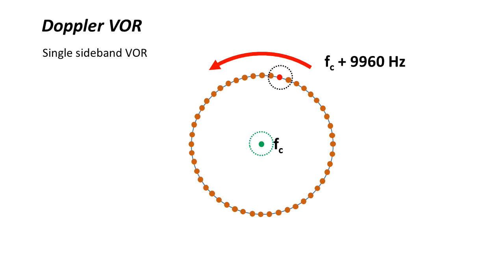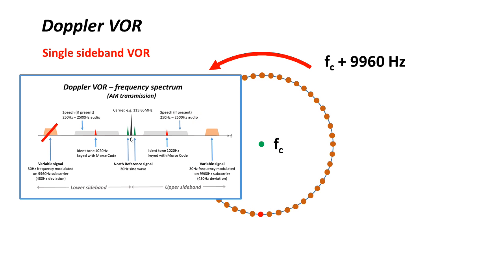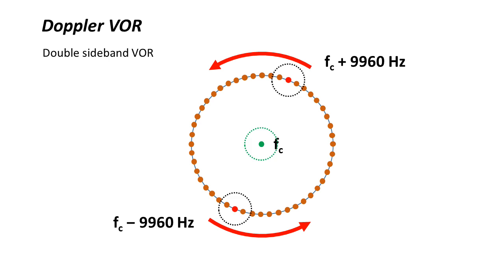This demonstrates the commutation of the 48 antennas in the ring. Some Doppler VORs, particularly older systems, only switch one frequency, shown here as FC plus 9960 Hz. These therefore only produce one sideband for the FM subcarrier, and are therefore called single sideband VORs. Unfortunately, some aircraft receivers cannot cope with this signal. Accordingly, most modern VORs are double sideband equipment.